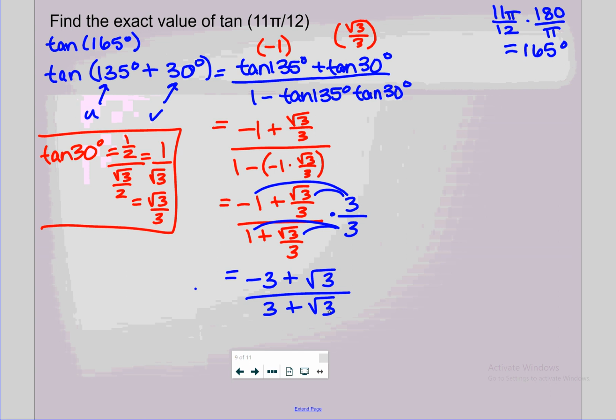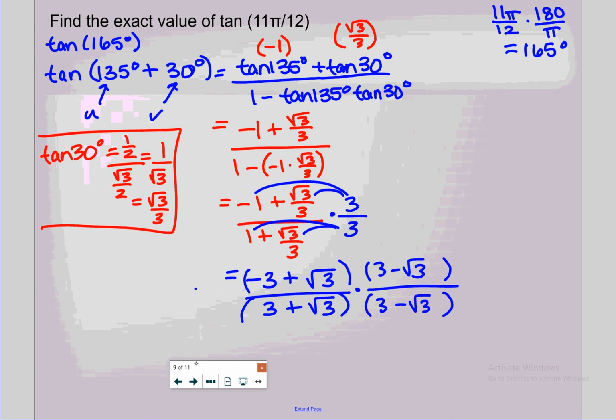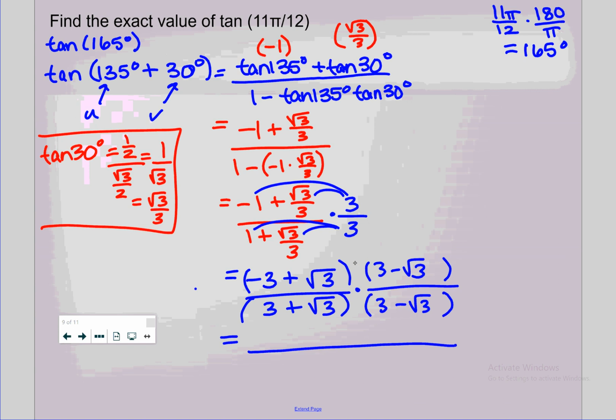Gotcha. Okay, so now is where we want to get rid of the radical, so we use a conjugate, just like the last problem. So the conjugate of that denominator: same terms as the denominator, different sign between them. So instead of 3 plus rad 3, 3 minus rad 3. And again, we are foiling on the top and the bottom. If I foil on top, negative 3 times 3, negative 9. Outside terms, negative 3 times negative rad 3, positive 3 rad 3.